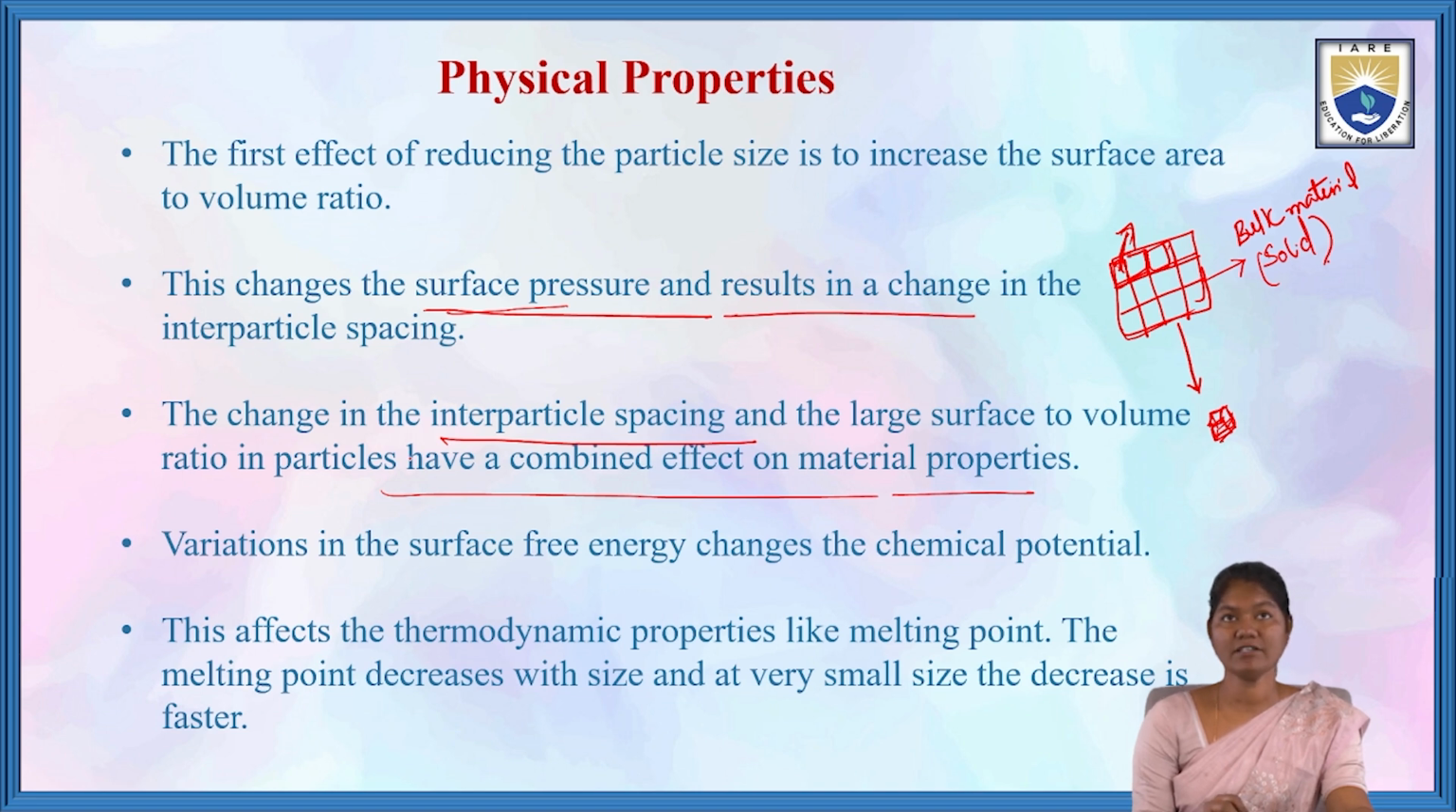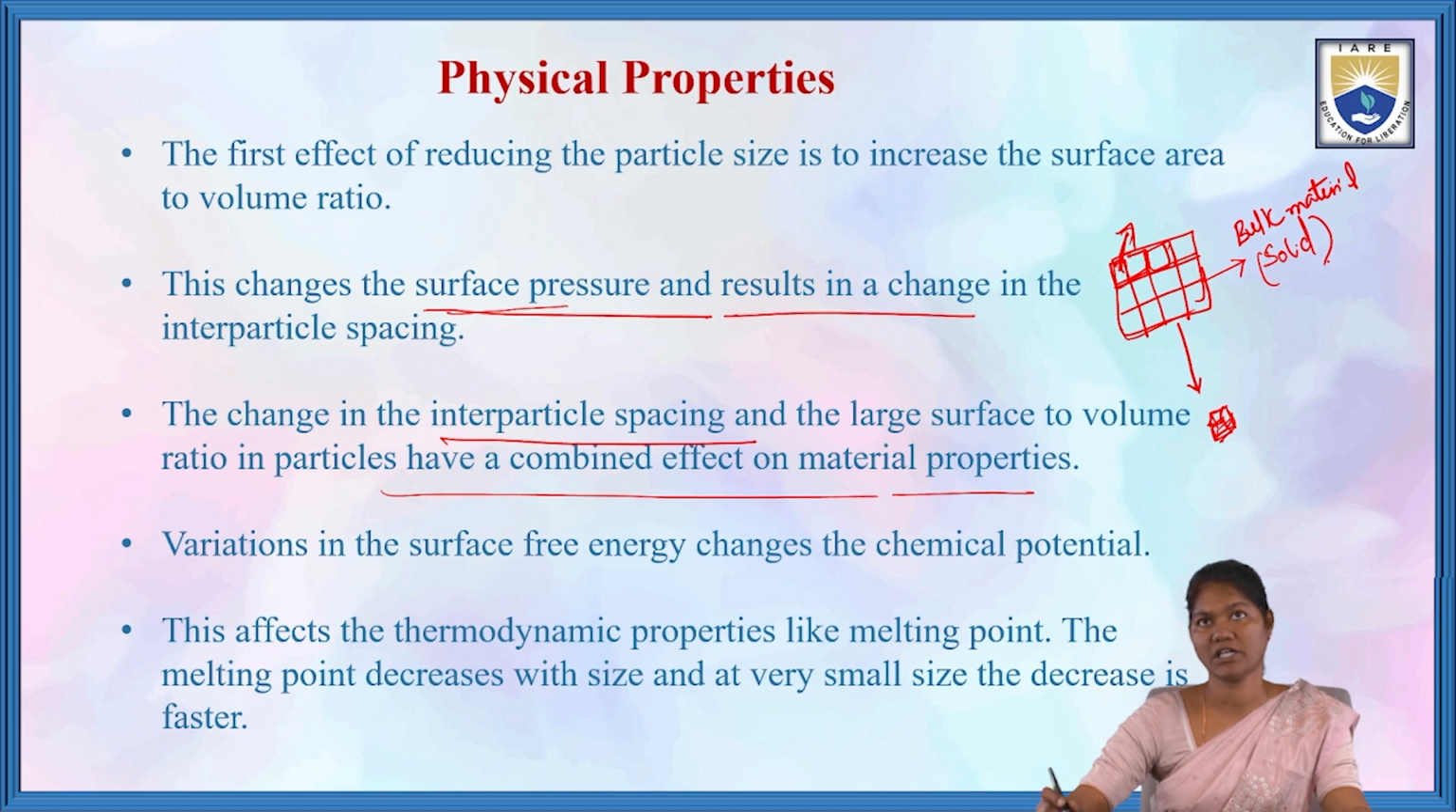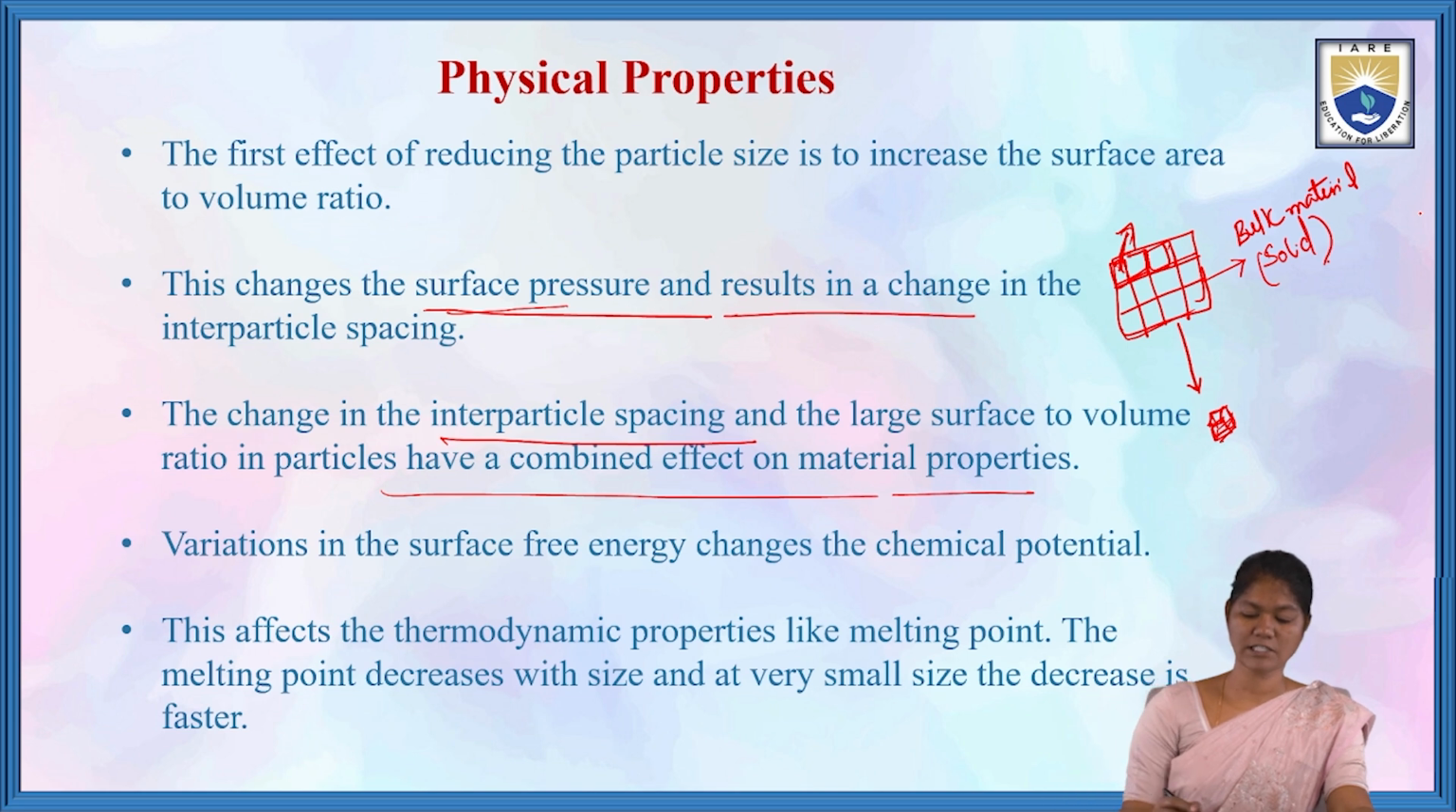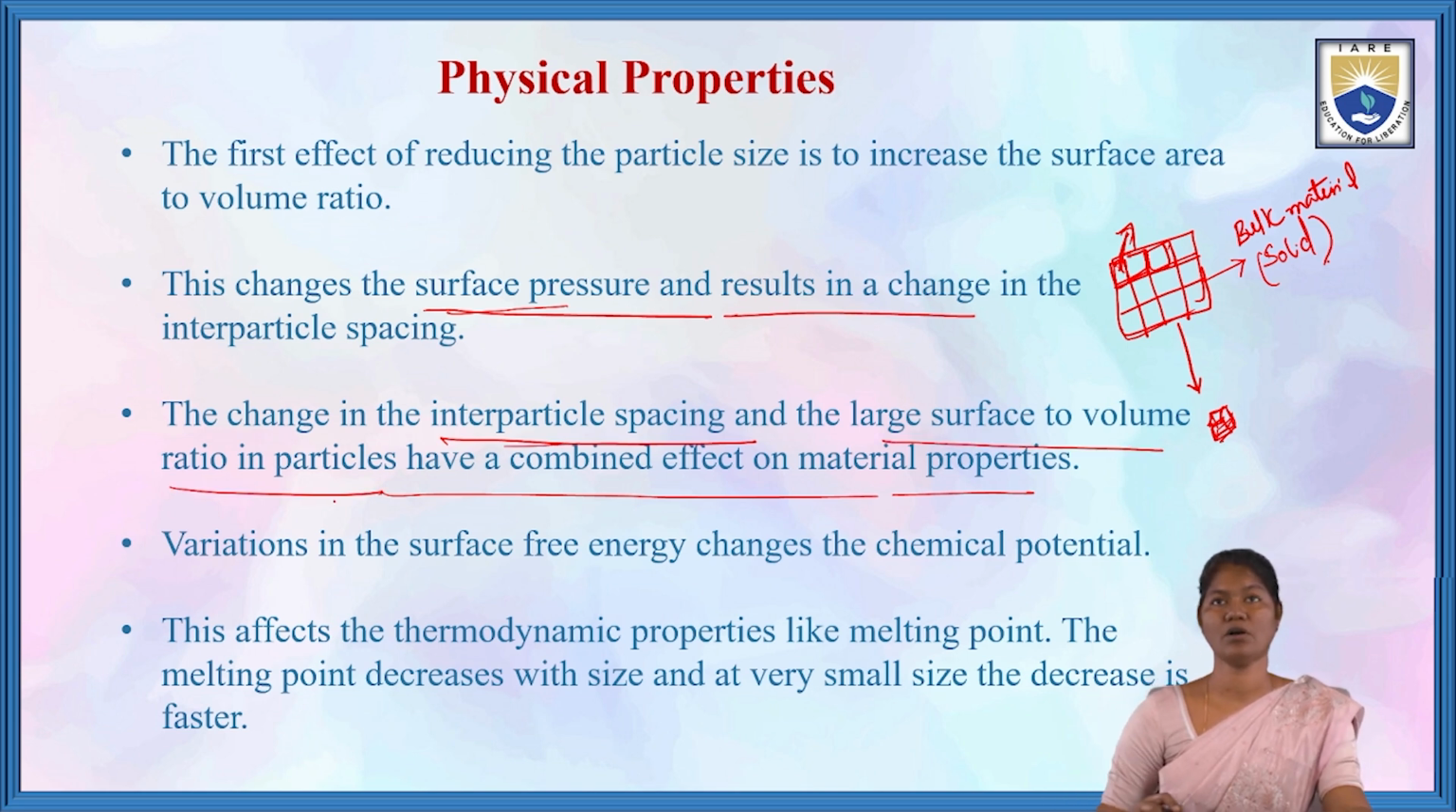So the change in the interparticle spacing: before that, in bulk size, the interparticle spacing is very small, because the atoms are very closely packed, so the energy levels are overlapped. Here, when we increase the surface area to volume ratio, what happens? The surface pressure will change, so there will be a change in the interparticle spacing. The change in interparticle spacing and the large surface area to volume ratio have a combined effect on the material properties.